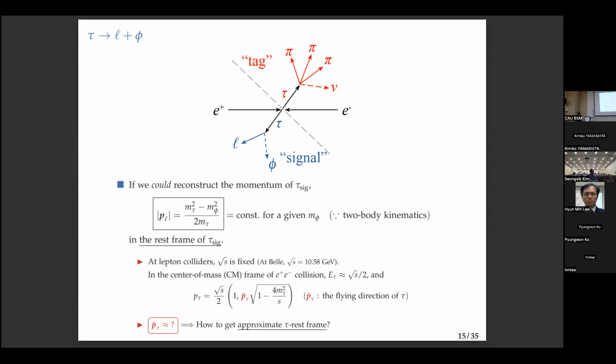And even if we consider the center of mass frame of this e plus e minus collision, still the flying direction of this tau is unknown. So the question is how we should find the way to get the approximate tau rest frame.